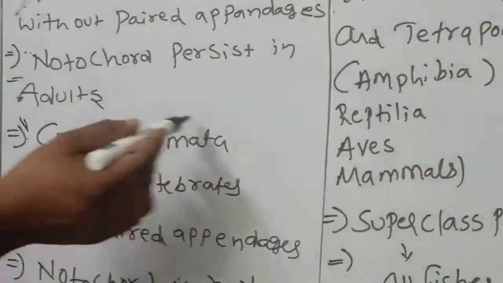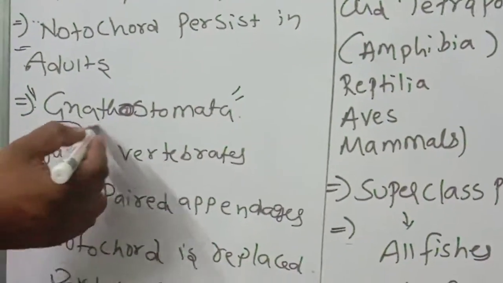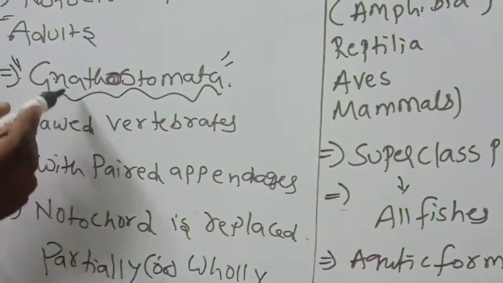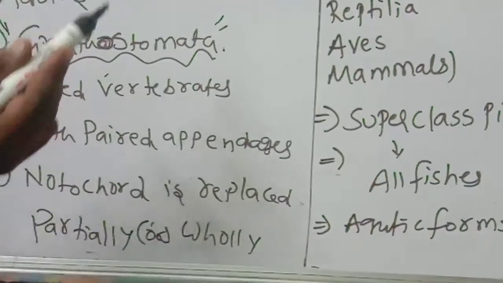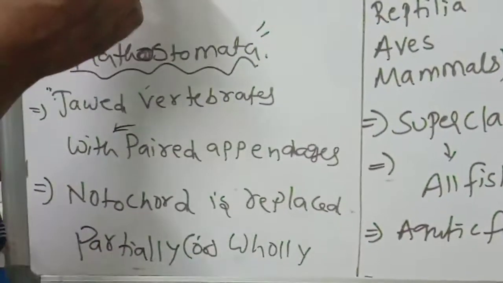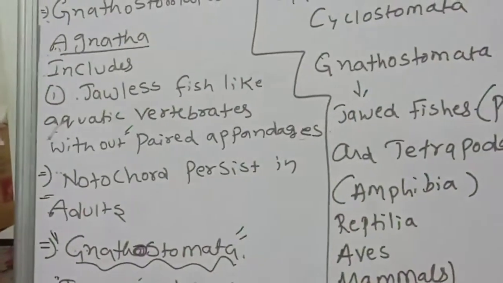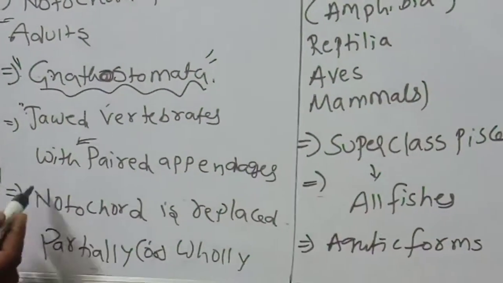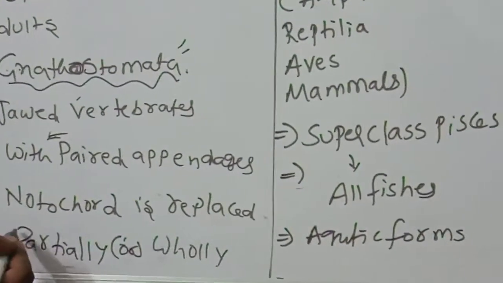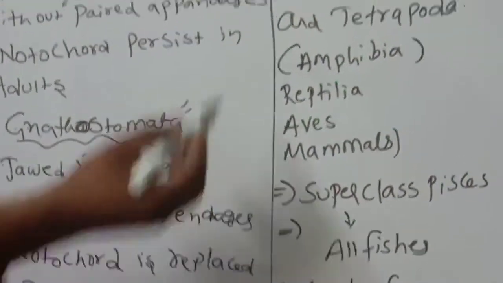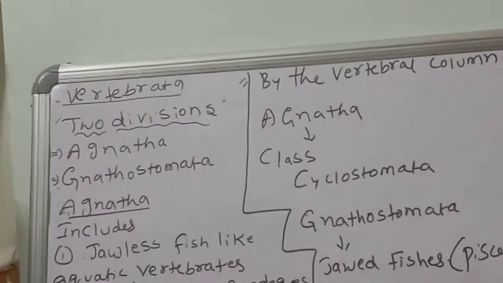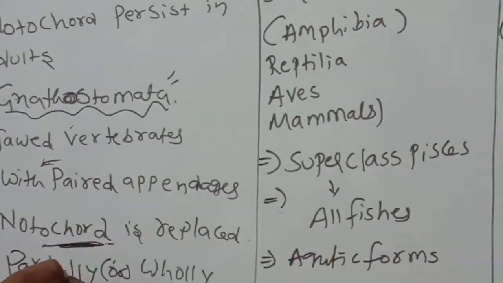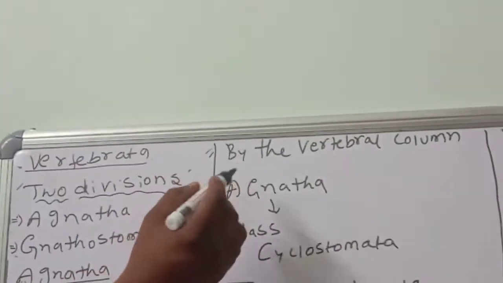Next, the next division, Gnathostomata. Gnatho means jaw. Jaws are present; that's why they are called Gnathostomata. Jawed vertebrates with paired appendages. Here, in Agnatha, there are no appendages, no paired gills, nothing. But here the paired appendages are present. The notochord is replaced partially or wholly by the vertebral column.